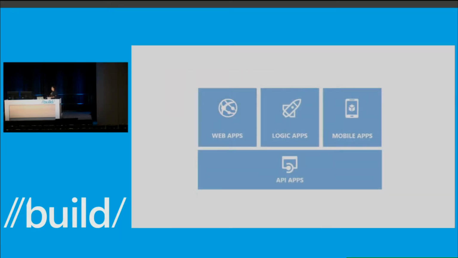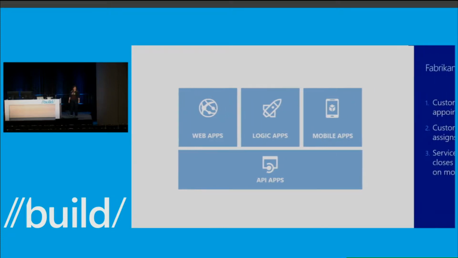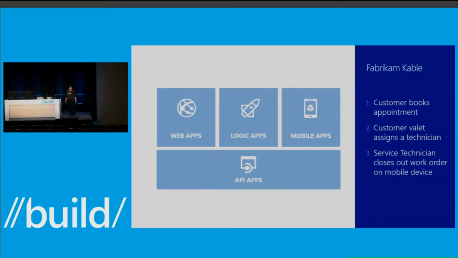So let me talk about how this scenario is using all the components. Basically, the customer is going to book an appointment on a new website. There's an existing website that the customer valet is going to use to assign a technician. So this is one of the ways in which they're differentiating themselves. It's not customer service, it's a customer valet. And then the service technician is going to use a mobile app on their device, and they're going to be the ones that close out the work order.